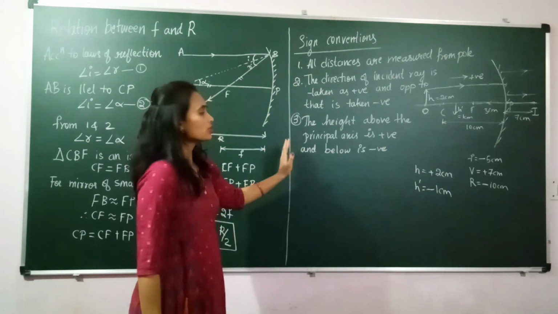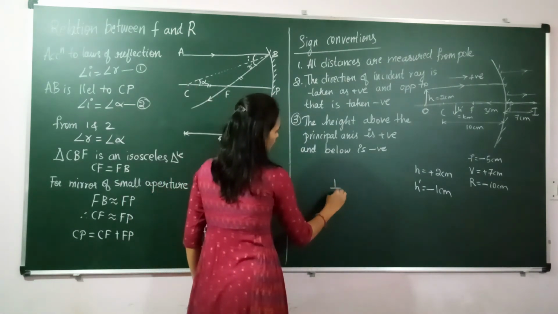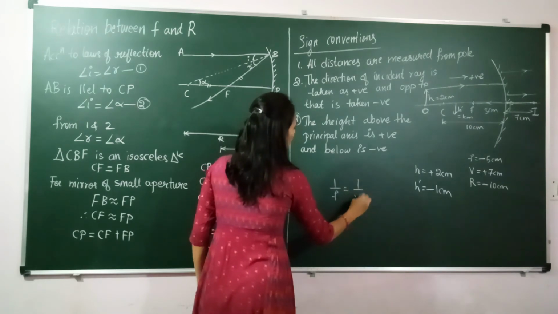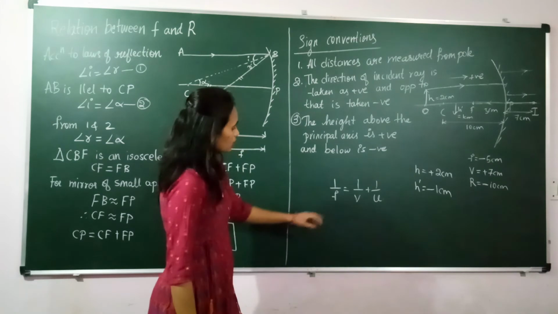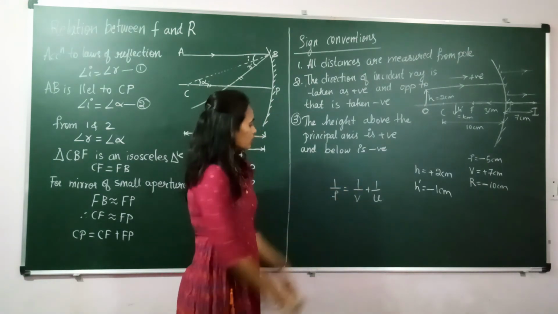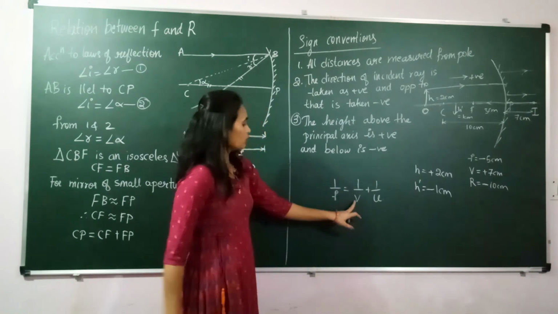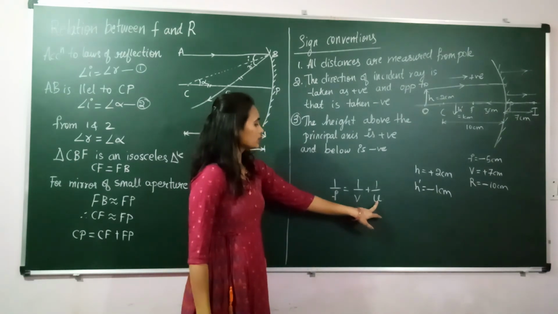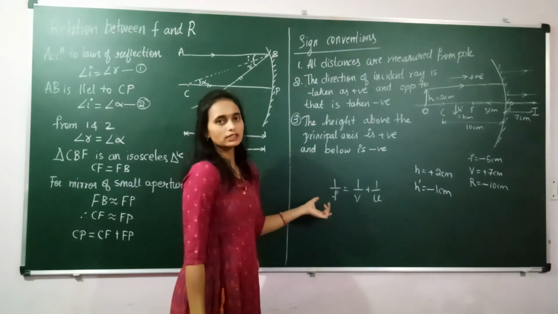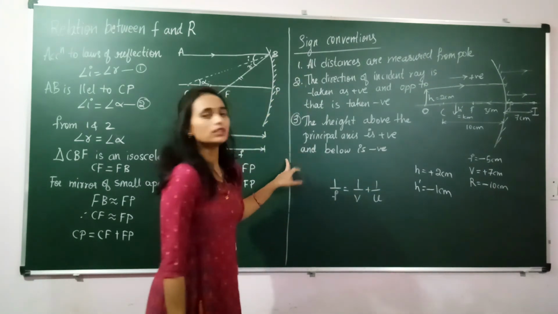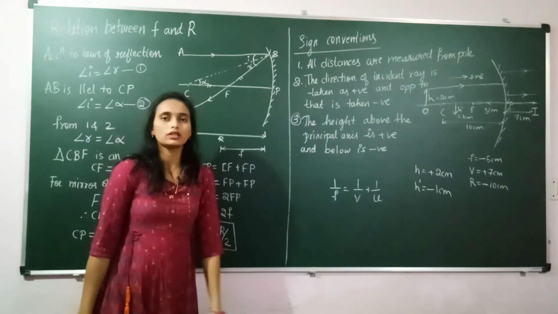All these sign conventions we will use in the mirror formula. The mirror formula is 1 by f equals 1 by v plus 1 by u. This we will derive in the next video. In this formula we want the signs, whether f is positive or negative. v is the image distance, u is the object distance. For all this we need the sign, so to determine it we have to understand this sign convention. In the next video we will derive this relation, the mirror formula.